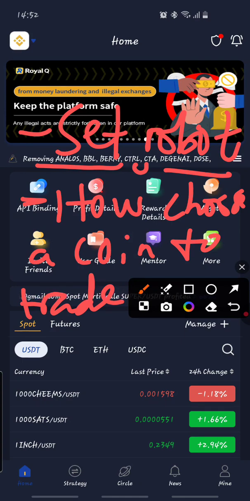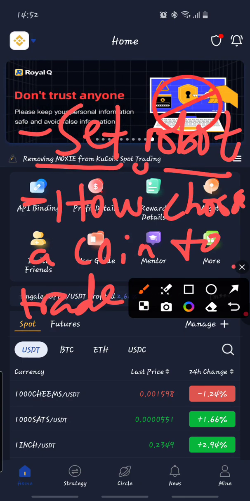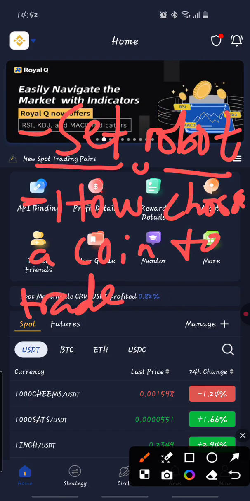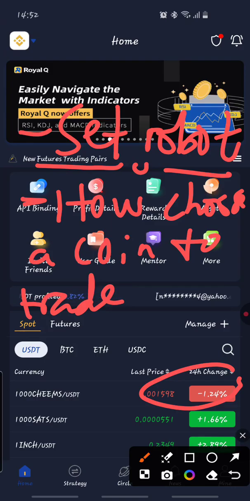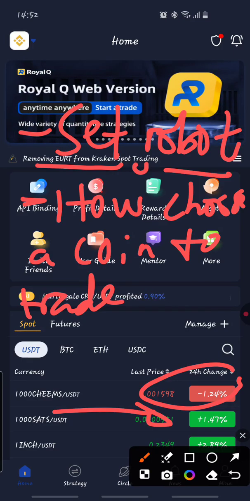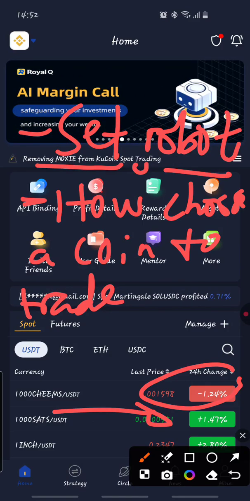When you master how to choose a coin to trade, coin selection is also key. It's very important. You may choose a coin. For me, I have chosen to trade 1,000 shims. Another side is to trade 1,000 sats. These two coins have different markets. One can be moving very well, another moving poorly. That will also determine how much profit you are going to make.